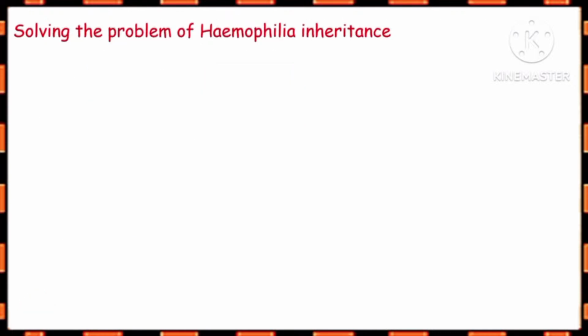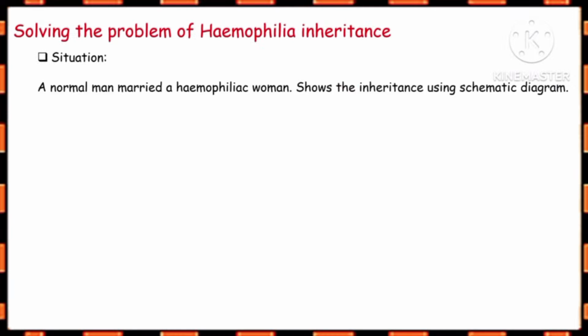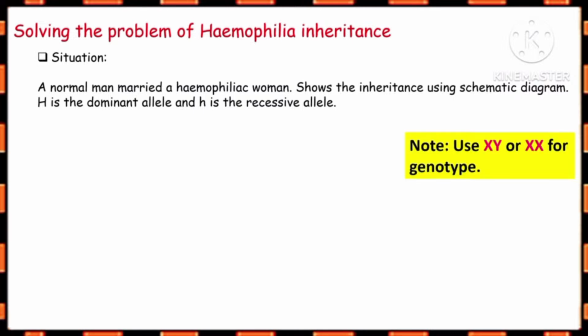Okay student, we have another condition caused by sex-linked inheritance, which is hemophilia. Do you know what hemophilia is? You have learned about it in Form 4. Okay, let's look at the situation. A normal man married a hemophilic woman. Show the inheritance using a schematic diagram. Capital H is the dominant allele and small h is the recessive allele. The note given here is for you to use XY or XX for the genotype of the parents and also for the child. Let's try to solve the problem.